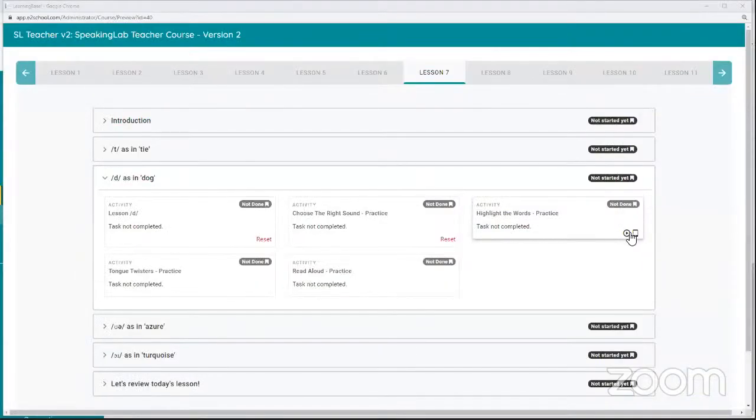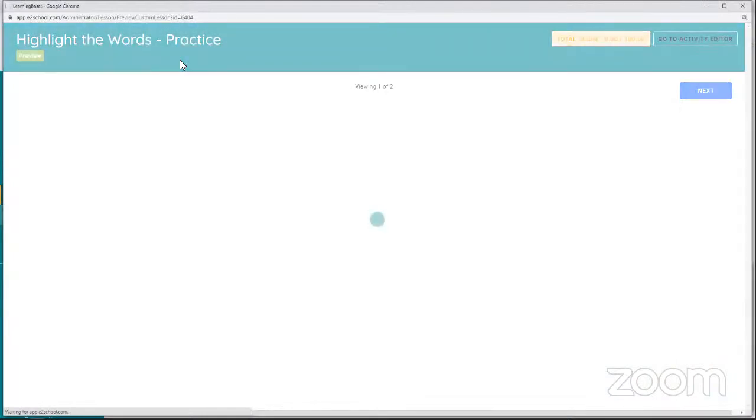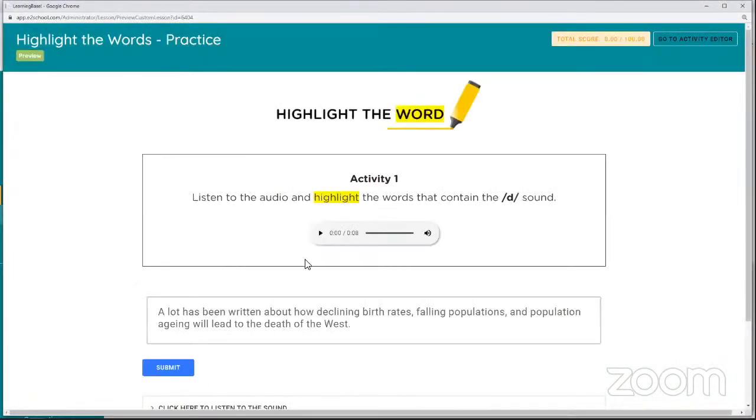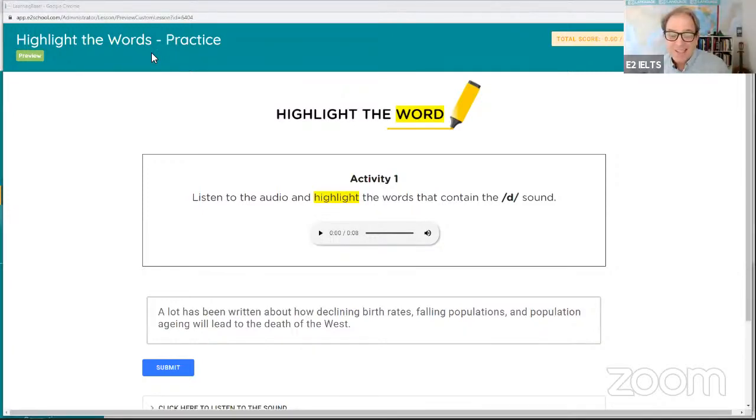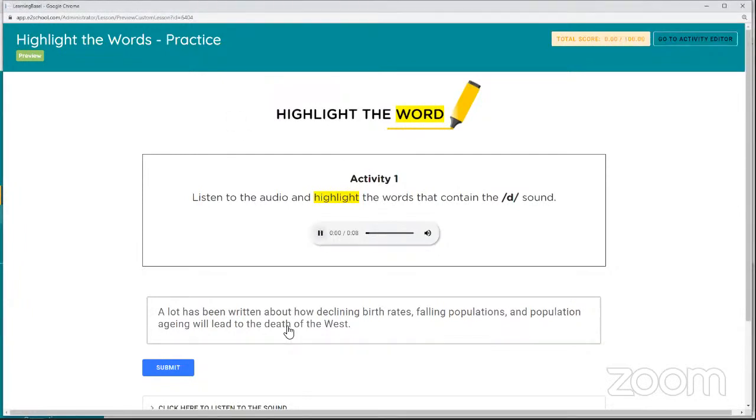Now this one, highlight the correct words. Remember these words, these sounds appear in sentences, and we're going through our awareness learning. So which words contain the sound D, D, D? Here we go. Which ones? Type them in the chat box. A lot has been written about how declining birth rates, falling populations, and population aging will lead to the death of the West.